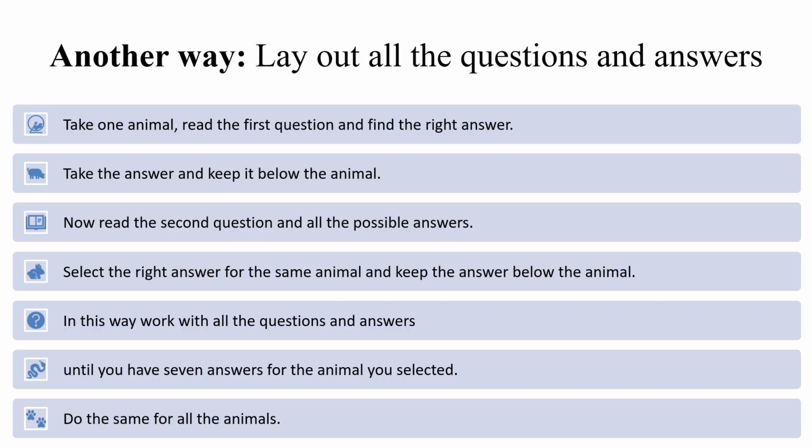Another way of doing this, lay out all the questions and answers. Take one animal. Read the first question and find the right answer. Take the answer and keep it below the animal. Now read the second question and all the possible answers for the animal. Select the right answer for the same animal and keep the answer below the animal. In this way, work with all the questions and answers until you have 7 answers for the animal you selected. Do the same for all the animals.